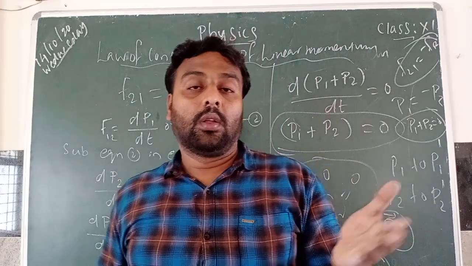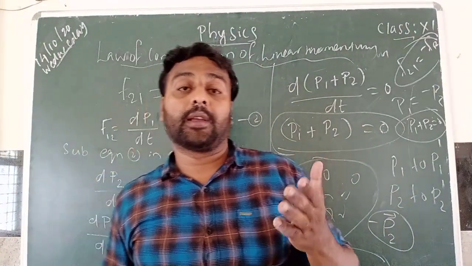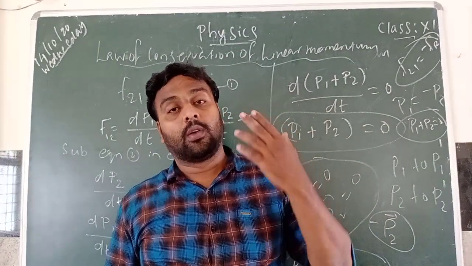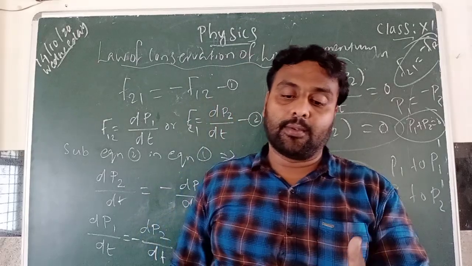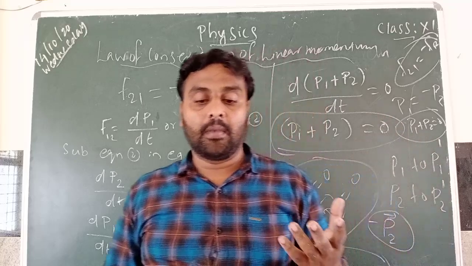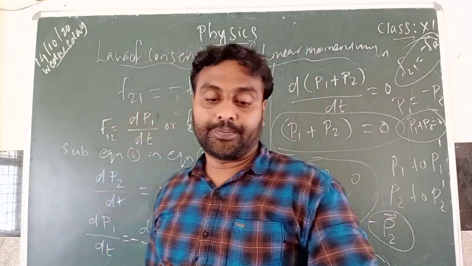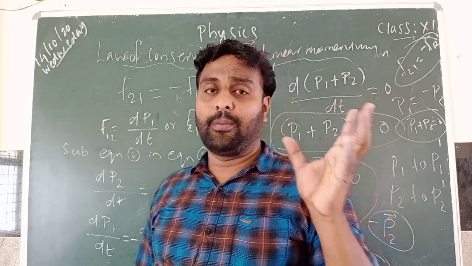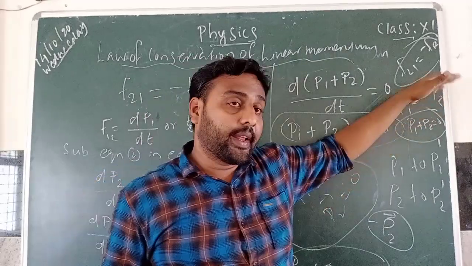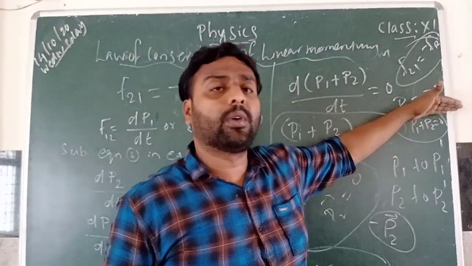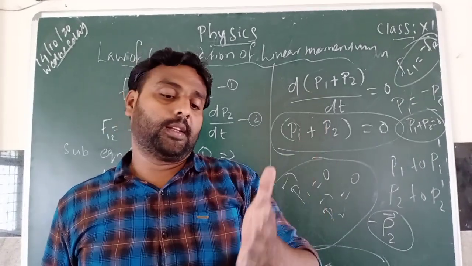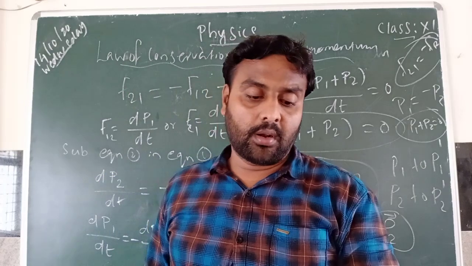Then you have to write the law. If there are no external forces acting on the system, the total linear momentum is always constant, a constant vector. In other words, you can say the total linear momentum of the system is conserved in time. Here conserved means P1 and P2 can vary, but finally P1 plus P2 will be 0, a constant vector. It is the law. You can mark it in page number 131.